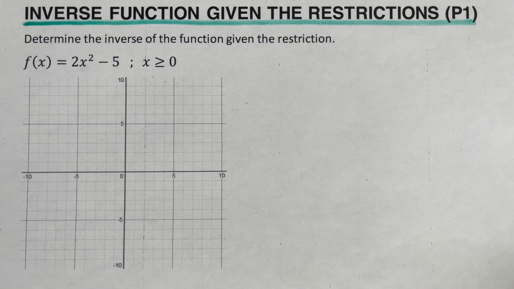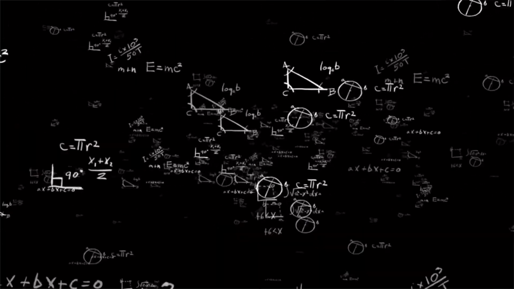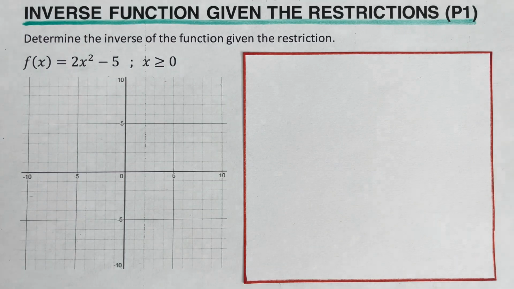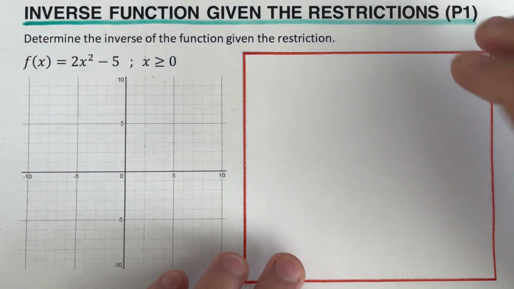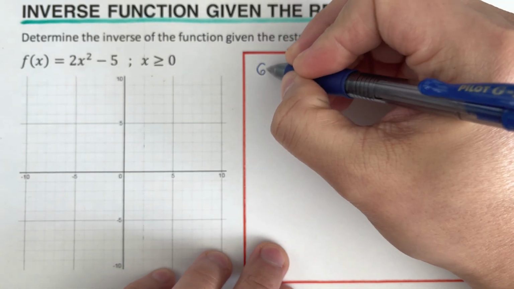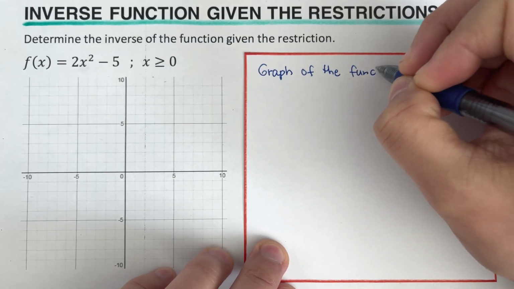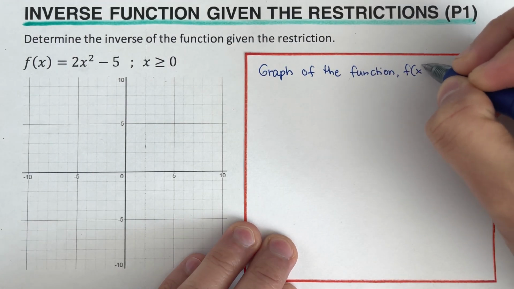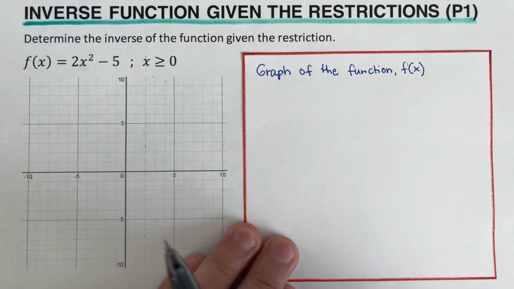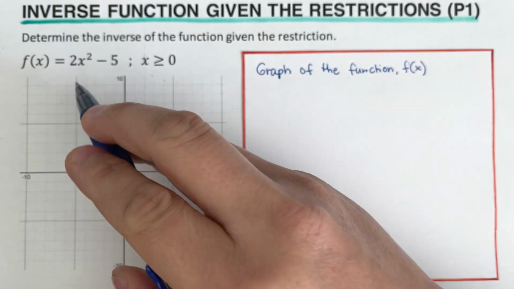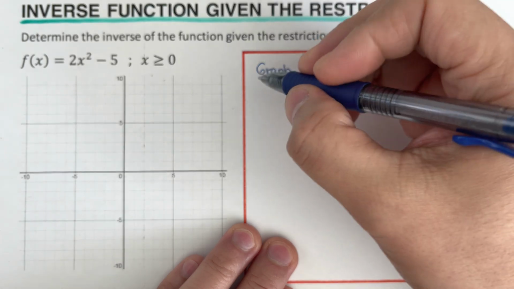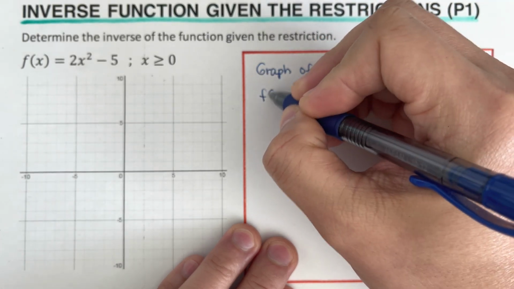So we are going to sketch the graph of this so we know what we mean by this restriction. So I have here this piece of paper. I will show the graph of this given function. So I'm just gonna write that up here. Okay, so given the f of x right here, which is 2x squared minus 5, I'm just gonna write that down here.